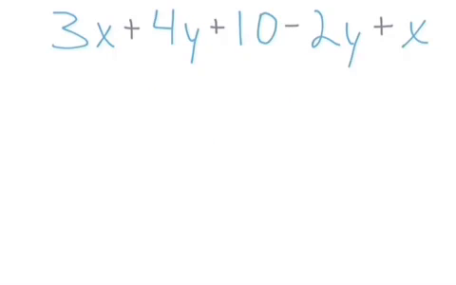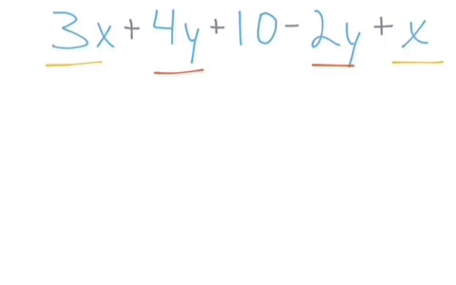Try this one now. I'll read it and then I'm going to pause it and see if you guys can solve it ahead of me. It's 3x plus 4y plus 10 minus 2y plus x. Remember to look at the like terms. I'll get you some hints here, but you have the 3x there. Looks like there's another x on the outside over here. And then your y's right there might be ones you can combine. I'm going to pause it. You guys work ahead and see if you can simplify this down.